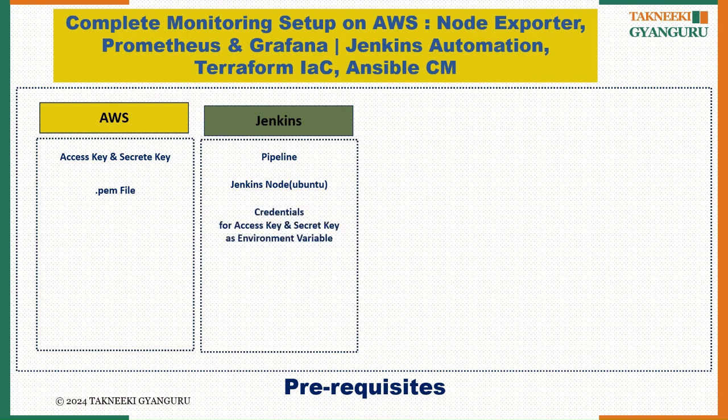Next is credentials for the access key and secret key as environment variables. We will not use the access key and secret key directly anywhere. We will use them as environment variables in our Jenkins slave server, or node server. We will put our credentials in the Jenkins credentials section, then get those credentials and inject them into environment variables so that our node can get the access key and secret key at runtime and then create and configure the infrastructure.